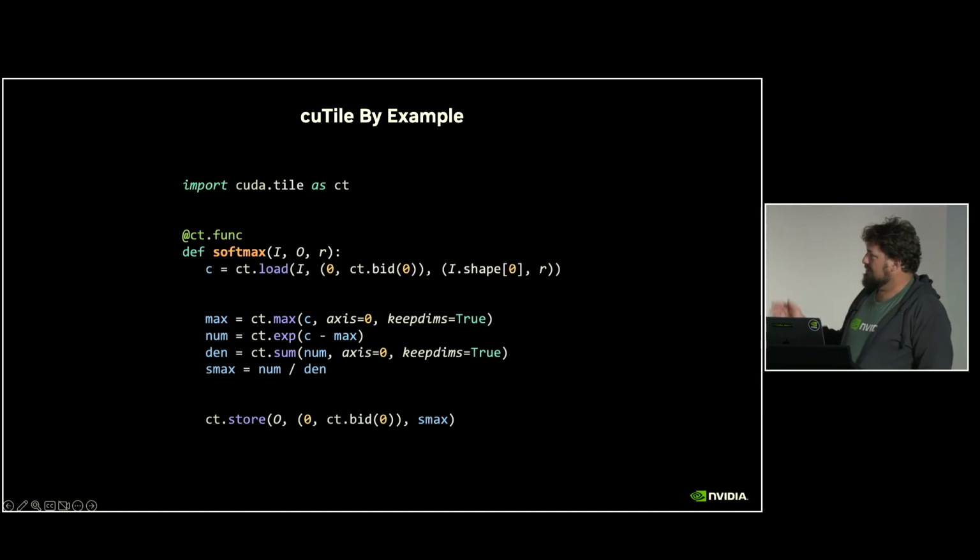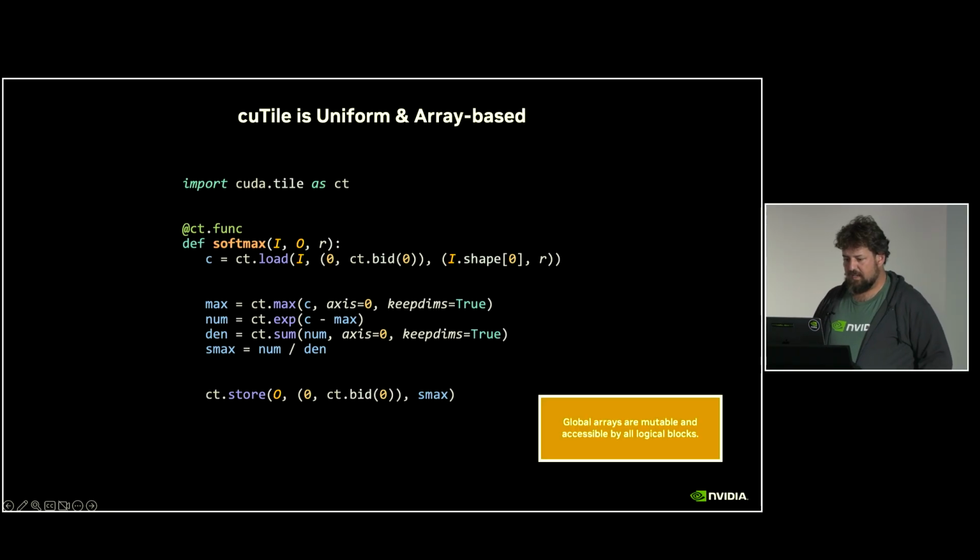So let's just go through some examples. I showed you the softmax. This provides the idea, right? The global arrays: my input comes in as a global array with an immutable logical access to logical blocks. And so I access this thing through a load. And there's different syntax for which part of this array I'm going to load. And then I can have different shapes and index into it on the second dimension as well.